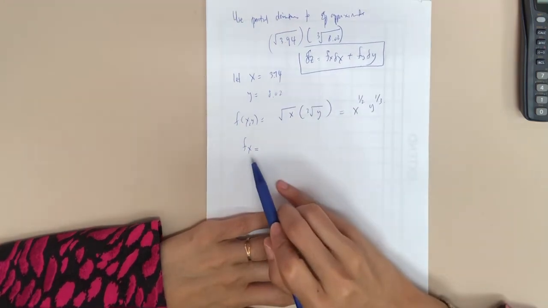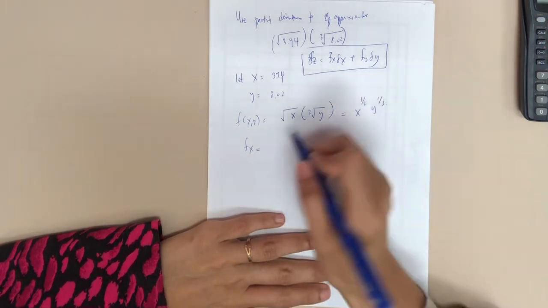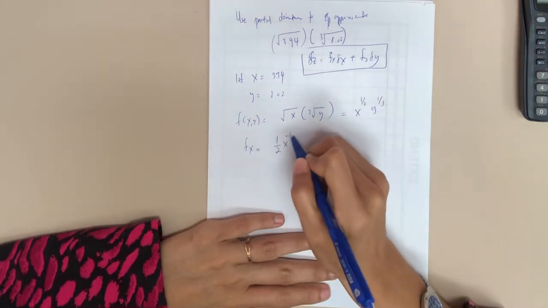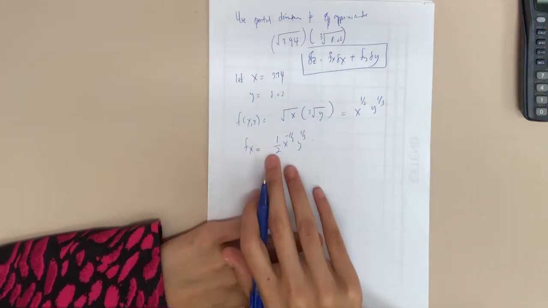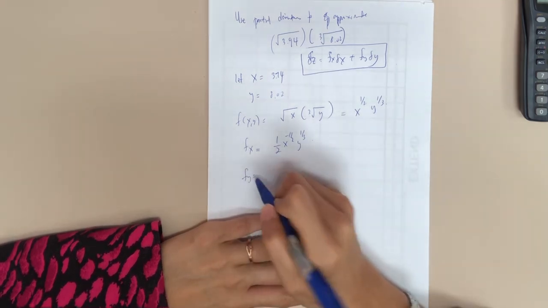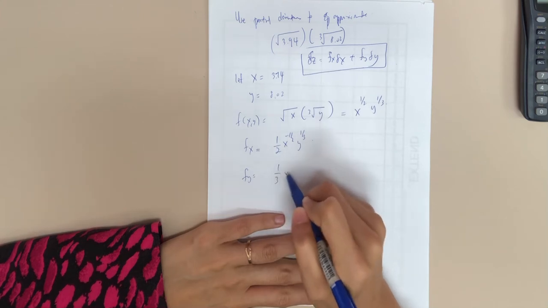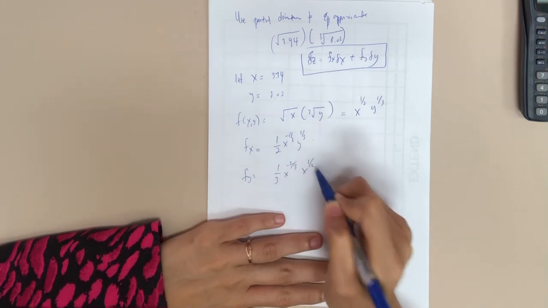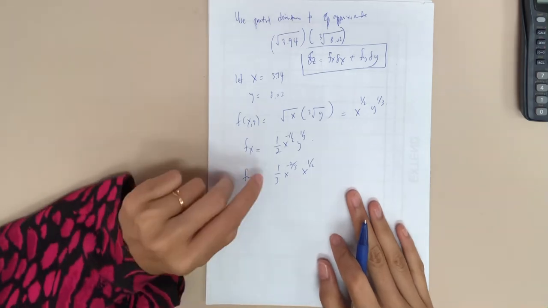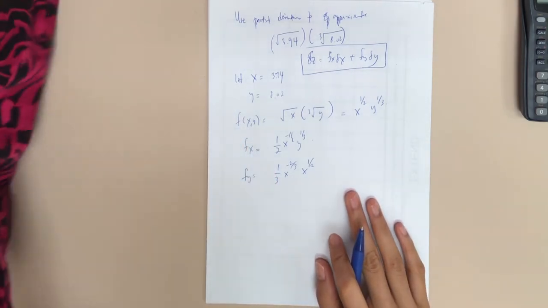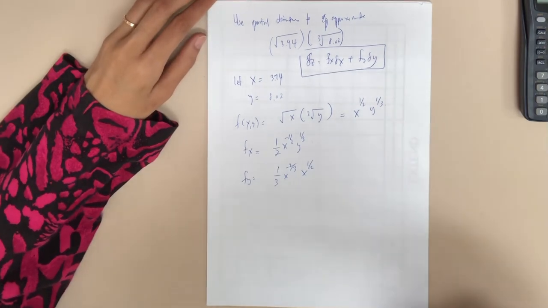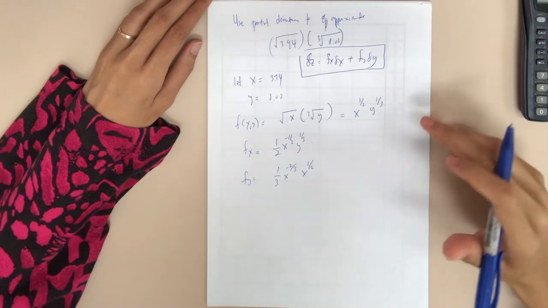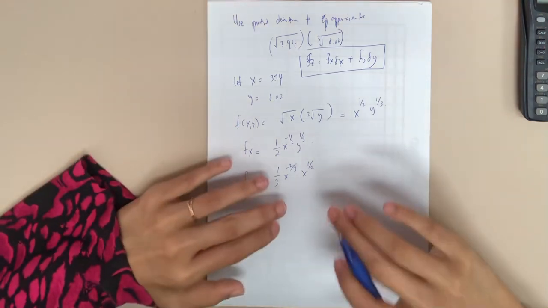So what is your fx here? You differentiate here, and we have negative half y^(1/3). This is your differentiation with respect to x. Then your fy will be 1/3 x^(-2/3) x^(1/2). I don't want to explain how I get it because this is a simple differentiation. If you don't know how I got this, you need to study back or recall by yourself. I will not explain here.